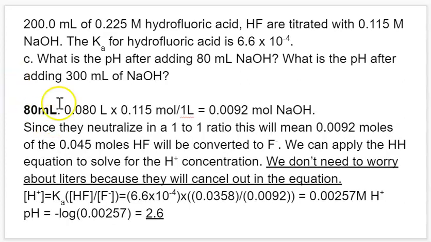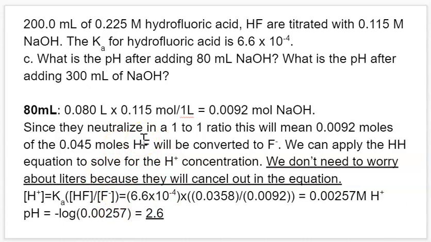So let's do the 80 milliliter example first. If we had 80 milliliters times the concentration of the sodium hydroxide, that's 0.0092 moles of sodium hydroxide added. At this point, since they neutralize in a 1-to-1 ratio, that means that 0.0092 moles of the HF are going to be converted into F minus. So our F minus moles are going to be 0.0092. And then to figure out how much of the HF is left, we're going to subtract 0.0092 from 0.045, which is 0.0358.